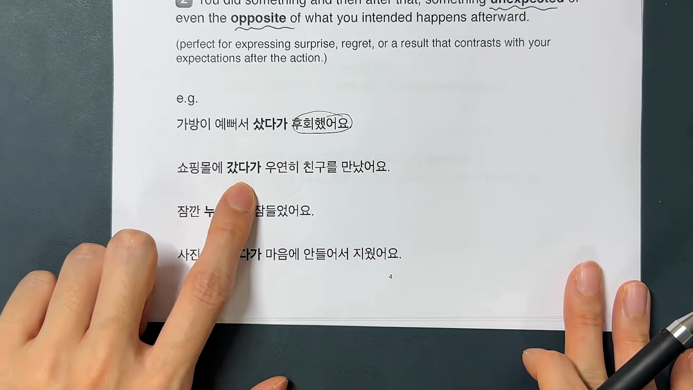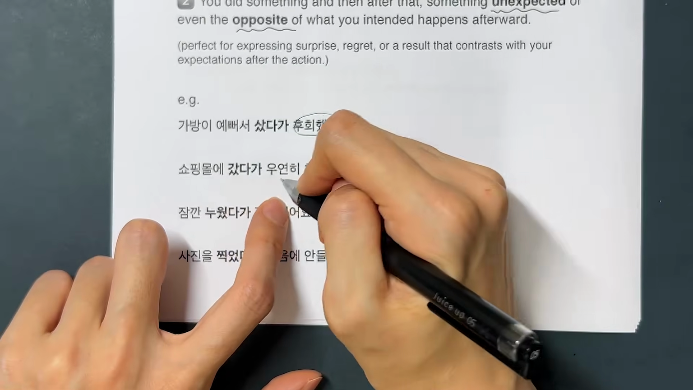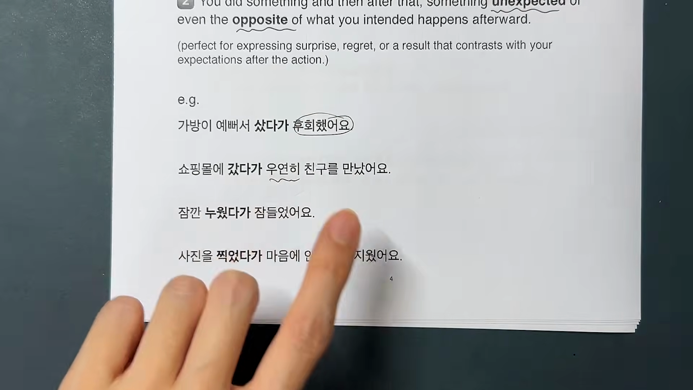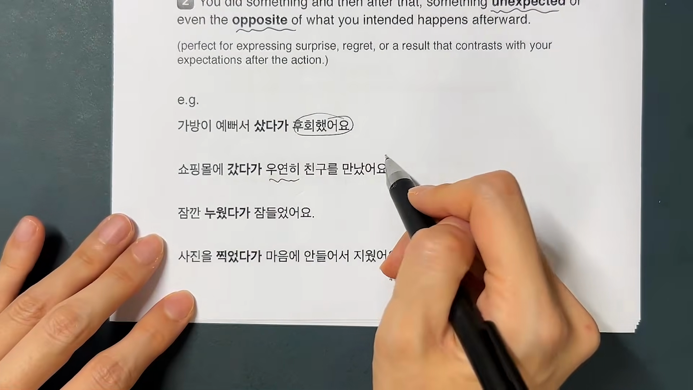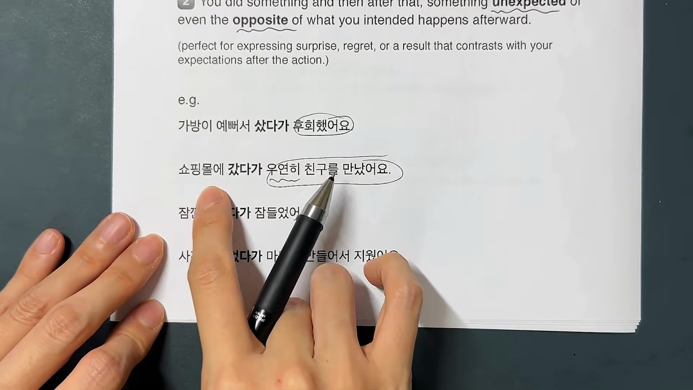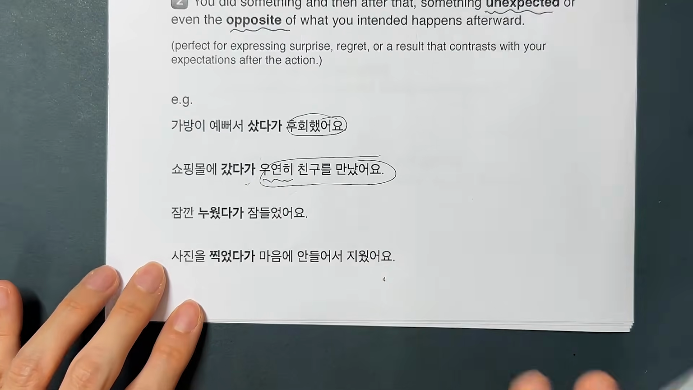And 쇼핑몰에 갔다가, you went to the shopping mall and unexpectedly, we learned this word, 우연히. 우연히 친구를 만났어요. I bumped into a friend. This was totally unexpected. I didn't go to a shopping mall expecting to bump into a friend. So you can connect them with 갔다가 here.